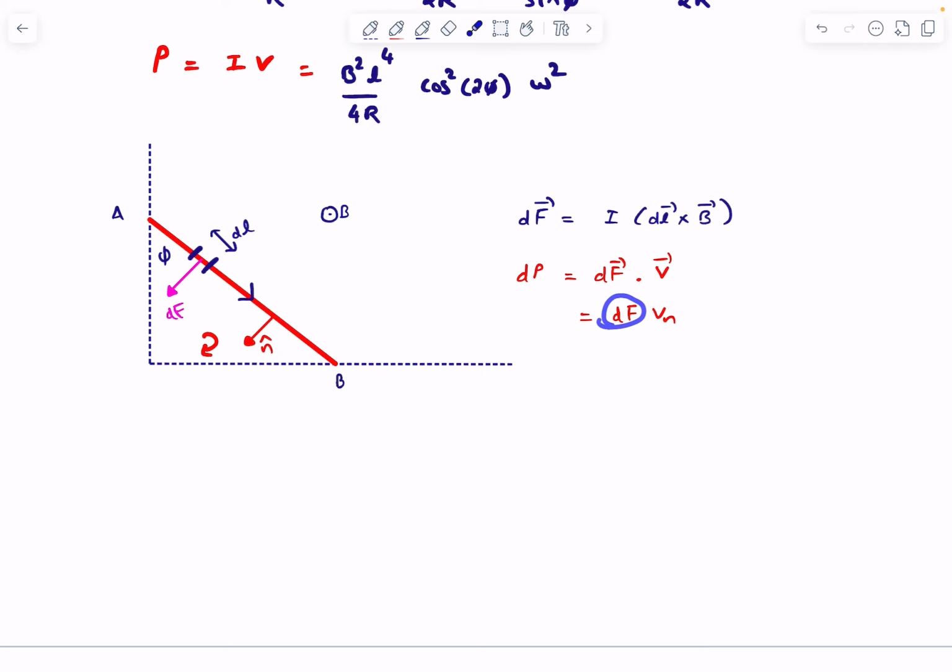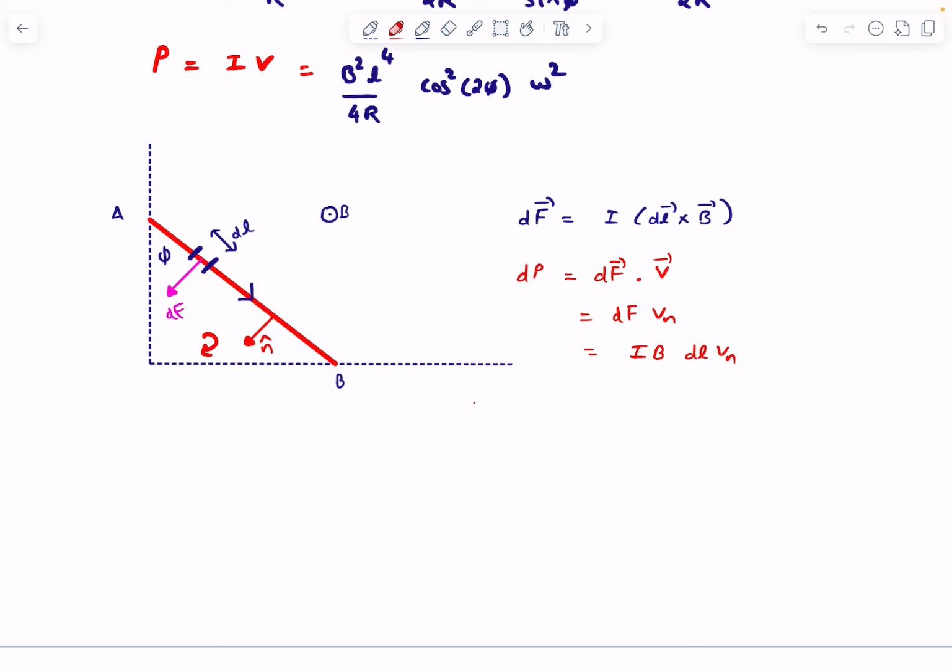Okay, so now what's the magnitude of dF? That will be the current multiplied by this cross product. Now this cross product is easy to figure out. dl is along the AB direction and B vector is out of the page. So the angle between dl and B is 90 degrees. So this would just be I dl B, right? So this is going to be I B dl multiplied by Vn. So this is what dP has turned out to be so far.